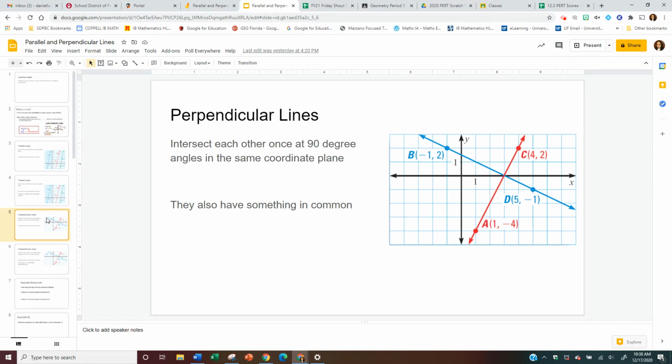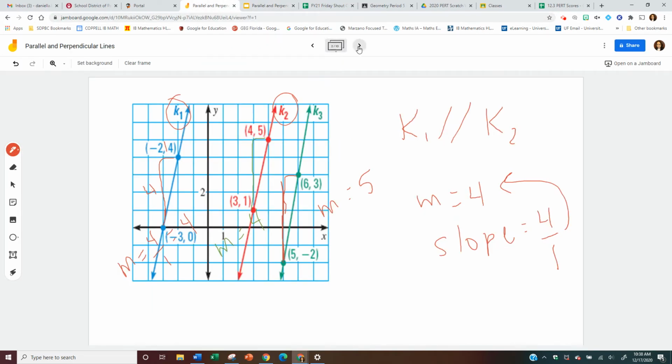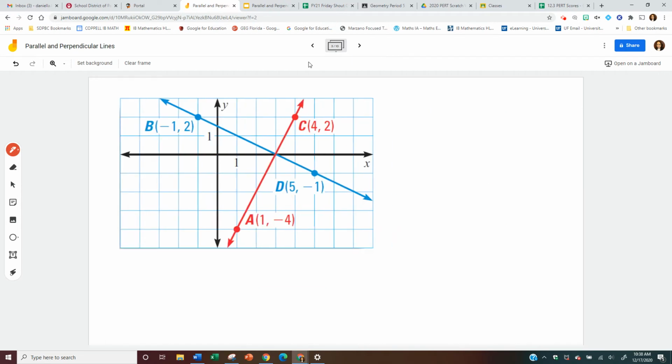Perpendicular lines, on the other hand, do intersect with each other. They intersect with each other once at 90-degree angles in the same coordinate plane. They also have something different in common. So let's take a look at these perpendicular lines. If these lines are perpendicular, that means they intersect each other at 90-degree angles. So each one of these angles is 90 degrees.